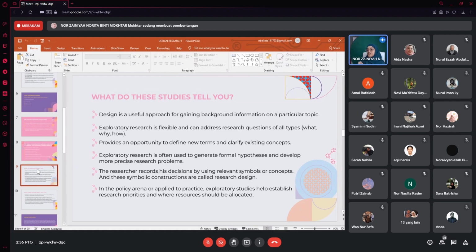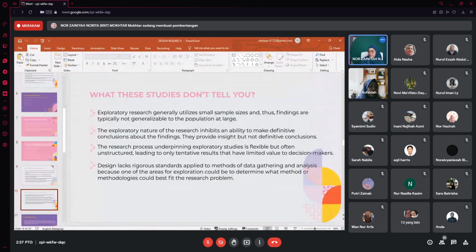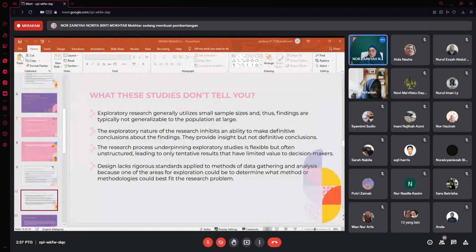Okay, the researcher records his decision. You will find that in the article as well: how he or she came to the decision that, okay, this is my finding. We'll look into that later. And then in the policy arena or applied to practice, exploratory studies help establish research priorities and where resources should be allocated. We'll look into how it works in the paper later. Let me see, have I got this there? Yeah, I have that there.